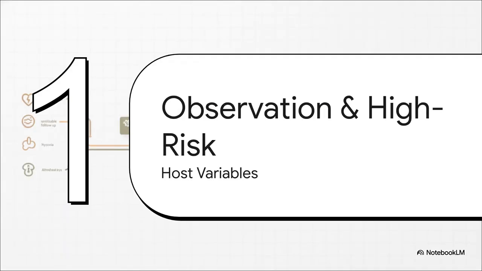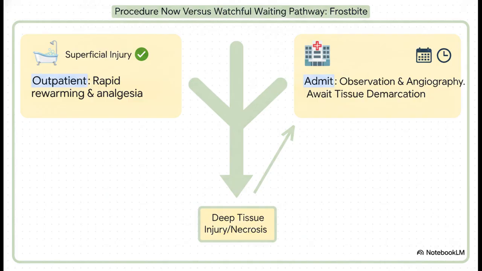Section 3. Observation and high-risk hosts. Moving on to frostbite. Outpatient treatment is safe when rapid rewarming in a 37 to 39 degrees Celsius water bath is successful and the tissue injury is just superficial. But escalation to hospital admission for observation and angiography is required when there's deep tissue necrosis. You need that hospital observation period to allow the tissue time to fully demarcate before you even consider surgical intervention.